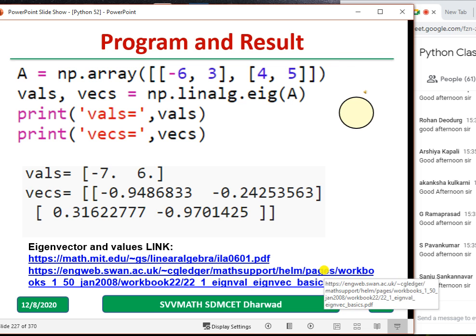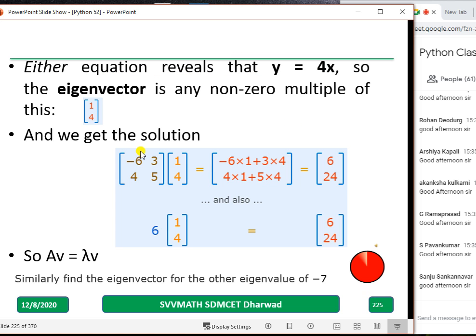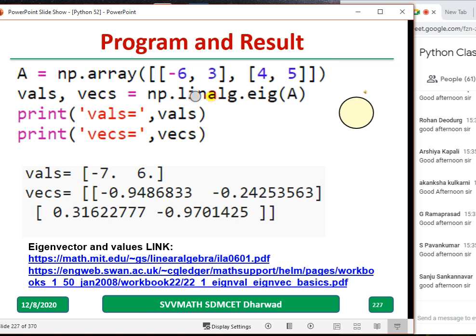The simplest program I have written, np.array -6, 3, 4, 5. I think the same values we have taken in the previous example also. I have written a small program, and I'm using np.linalg.eig, eigenvalues and eigenvectors I am getting from this function and assigned to values and vectors, and those I am printing. You can see the values I got are the same, -7 and 6. Copy this 3-4 line program, and you can execute it manually. Also you can calculate and cross verify the answer whenever you have time.